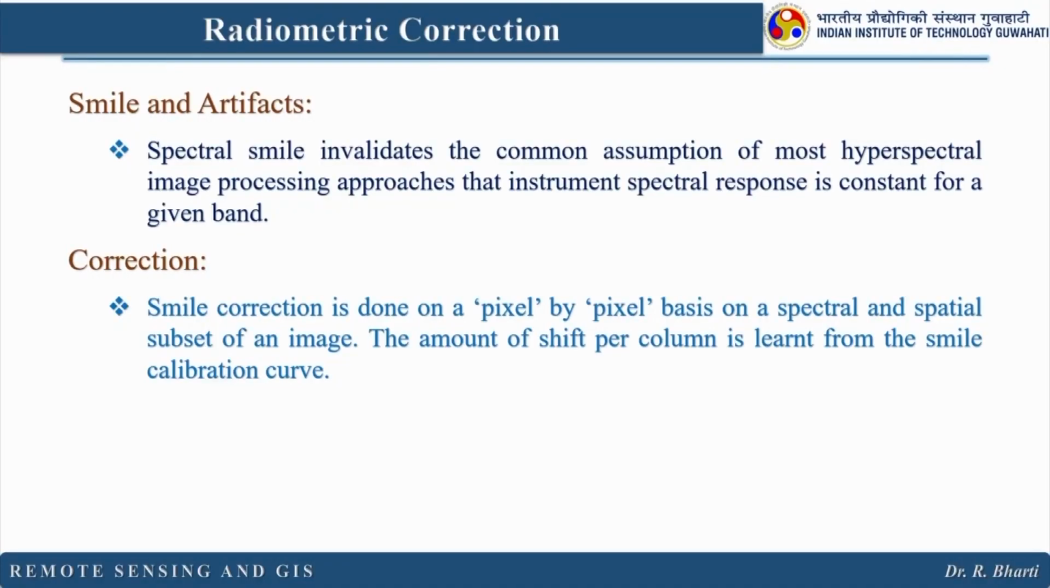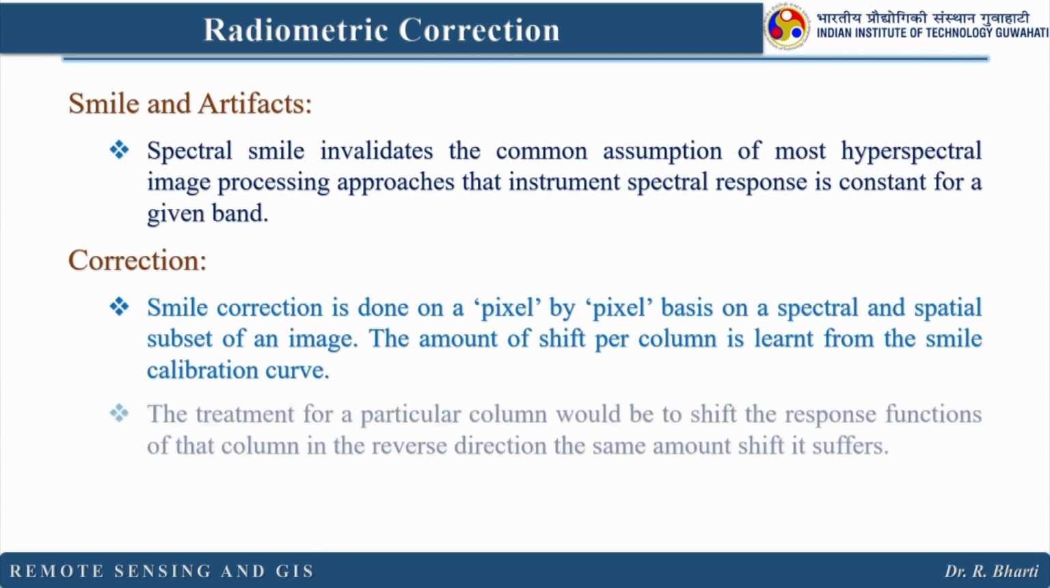So, here you have understood this, and the smile correction is done on a pixel by pixel basis on a spectral and spatial subset of an image. The amount of shift per column is learned from the smile calibration curve, and the treatment for a particular column would be to shift the response function of a column in the reverse direction, by the same amount of shift it suffers. So, here basically what is happening, we are going to correct this pixel by pixel. So, how do we correct?